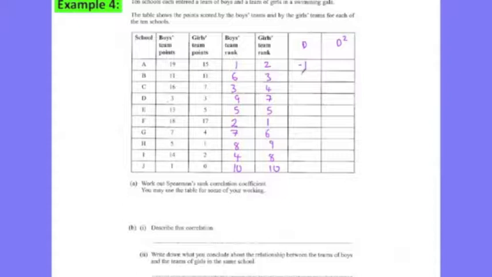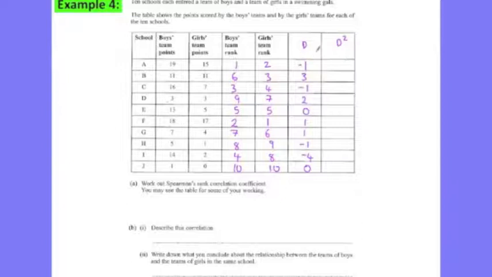6 take away 3 is 3. 4 take away 1, minus 1. 9 take away 7, 2. 5 take away 5, 0. 2 take away 1, 1. 7 take away 6, 1. 8 take away 9, minus 1. 4 take away 8, minus 4. And 10 take away 10, 0.